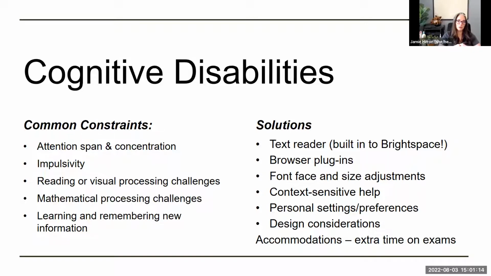This is particularly problematic for individuals with traumatic brain injury that can sometimes cause issues with either your ability to hold items in your working memory, to encode into your long-term memory, or to pull that information out and retrieve that information in an appropriate way at the appropriate time. So what are some solutions? First, there is a text reader that's built right into Brightspace. And when your student has a page open, they can actually click on it.